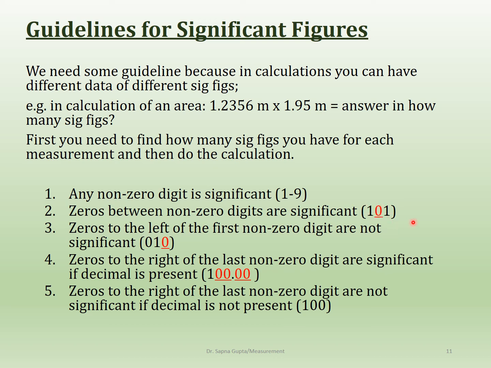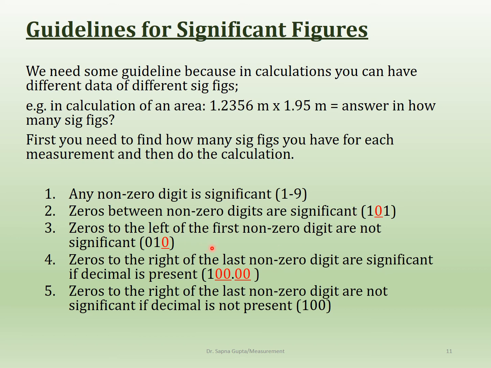Now, if you have any non-zero digits, then it's not a problem at all, because all you have to do is count the numbers, all right? And you will get the significant figures that you have. The problem sometimes arises when you have zeros and you don't know whether to count that zero or not. So the next few guidelines here are only for zeros, okay? And so here, if you have a zero in the middle, then you definitely have to count it, okay?